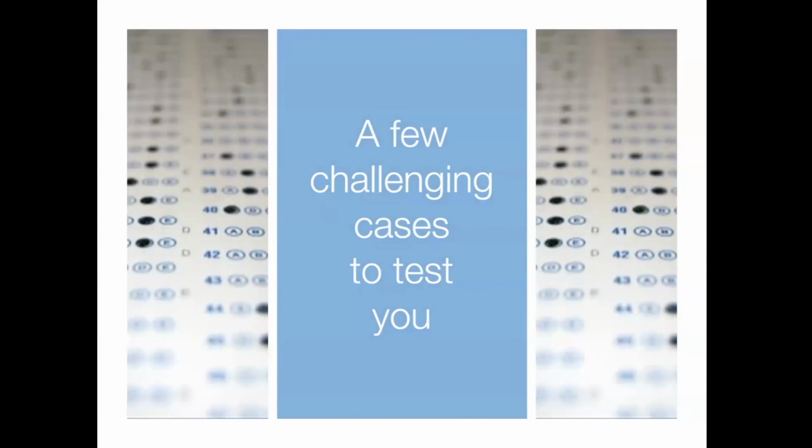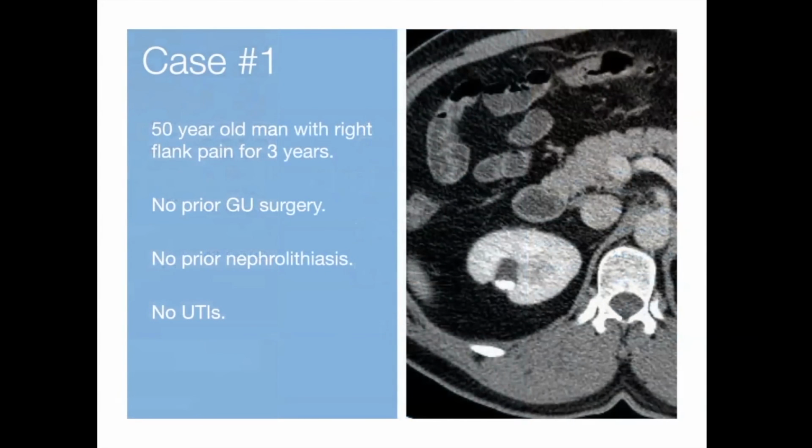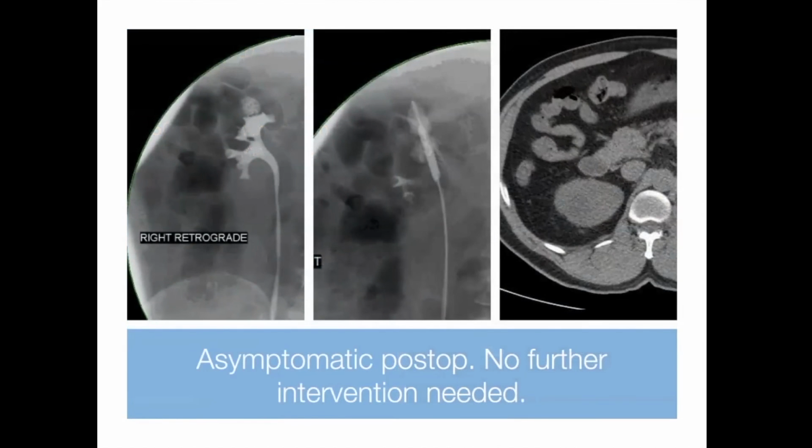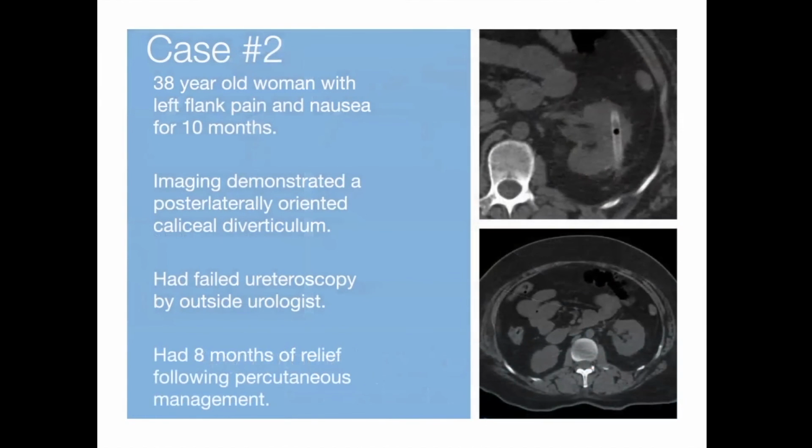So just a few challenging cases to test you at the end here. This is a 50-year-old man with right flank pain for 3 years, no prior genitourinary surgery, no prior nephrolithiasis, and no urinary tract infections. He has a caliceal diverticulum. This is a patient who underwent a ureteroscopic management approach. We balloon dilated the ostia and were able to clear the stone and open him up, and he had no further requirement for intervention. So here's an example of one where a ureteroscopic approach works.